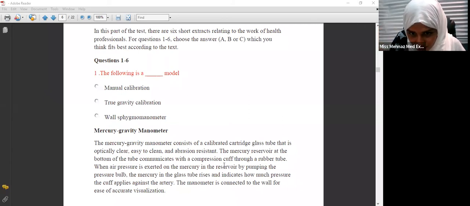As I said, if you got confused with manual calibration, there is a cuff, but it is just telling what it is. There's a cuff, and nowhere does it explain manual calibration. It's just explaining the wall spig manometer. So the nearest answer or the best fit will be wall spig manometer. Understood? Any doubts here? If so, please drop them in the chat. I can get back to you. If you want me to explain it again, or if it's not clear, you can let me know. Got it?